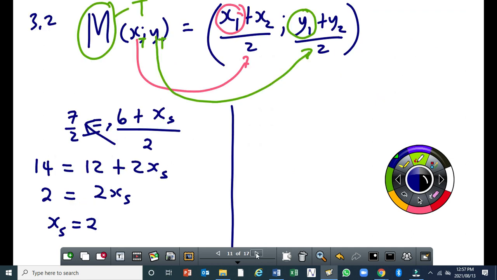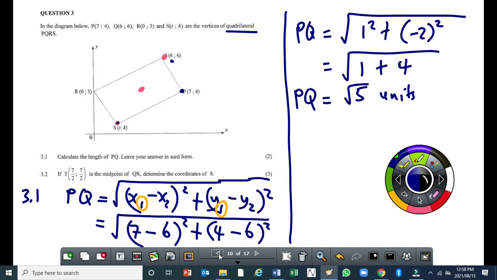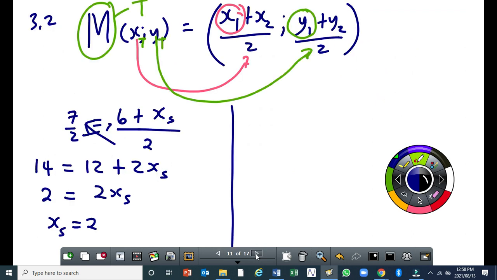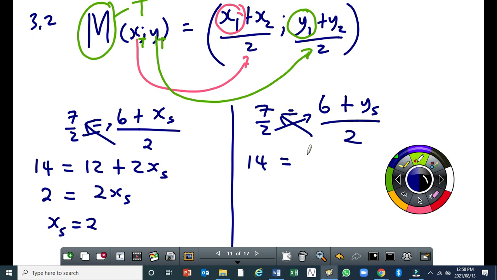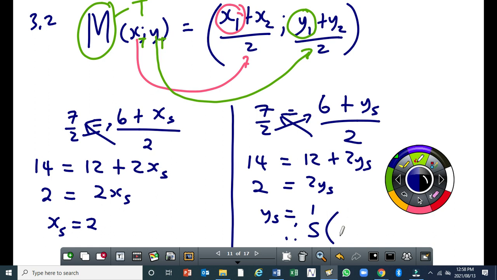Then, for y, the value of y at T is 7 over 2 as well. So we say 7 over 2 is going to be equal to y1, which will be 6, plus ys over 2. Then we cross multiply and we get 14 equal to 12 plus 2ys. Then you get 2 equal to 2ys, so ys is going to be 1. Therefore, the coordinates of S are going to be x is 1 and y is 1.